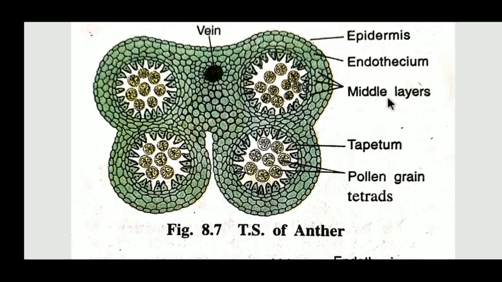Now the third layer, that is the middle layer. The middle layer is internal to the endothecium. It may be 1, 2 or 3 layers. That's why with the help of an arrow, 3 layers are shown in the diagram. That is, the middle layer may be a single layer, or it is made up of 2 layers, or it is made up of a group of 3 layers together. They surround the pollen sacs.